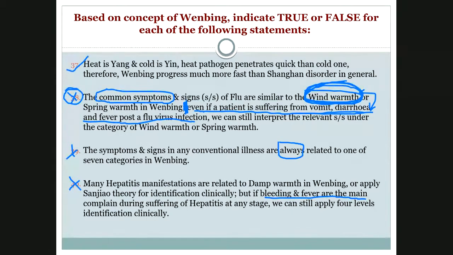So when the bleeding and the fevers come through, no matter your hepatitis, others always apply 4-level differential diagnosis in Wenbing or clinically. So when they have damp warms, you're using what? Sanjiao differential diagnosis, yes, in Wenbing. But when you have fever and bleeding, that's typically the heat in the blood level, you're using 4-level differential diagnosis. So do be careful when you're selecting the common clinical manifestations for the Western conditions you use for assignment.